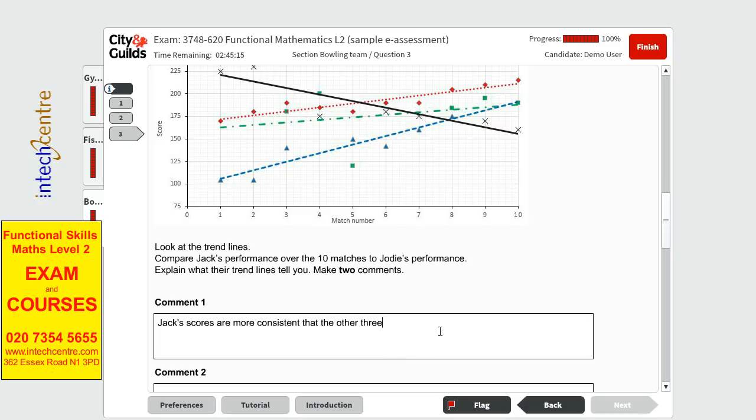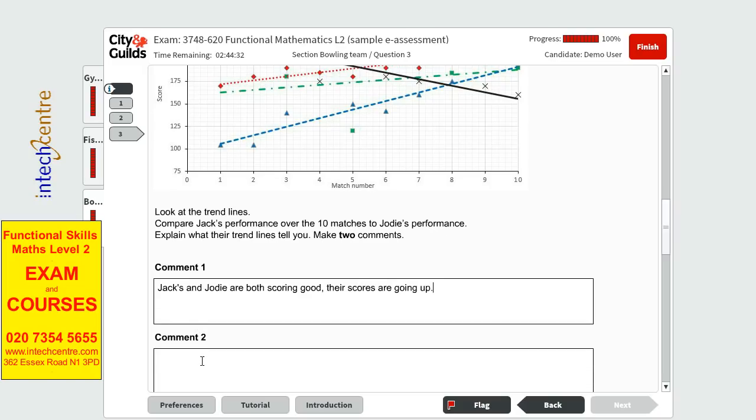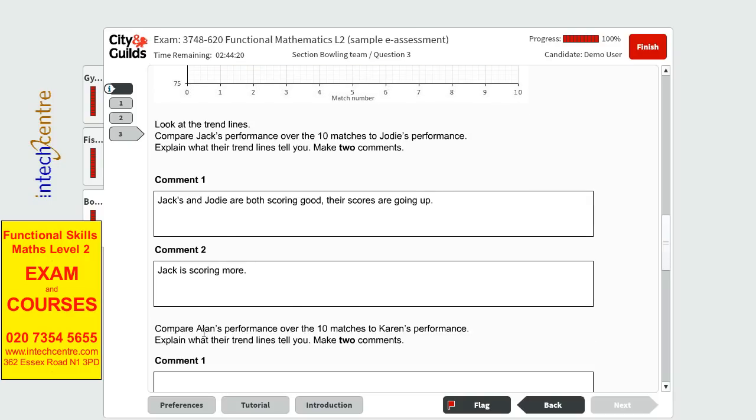Oops, sorry. I was thinking of the range. We can say that Jack and Jodie, hold on, let me think about this. Over the 10 matches, obviously Jack has improved, so we can say Jack and Jodie are both scoring good. Their scores are going up. And for the second comment, we'll say that Jack is scoring more. His mean is higher than Jodie's anyway.